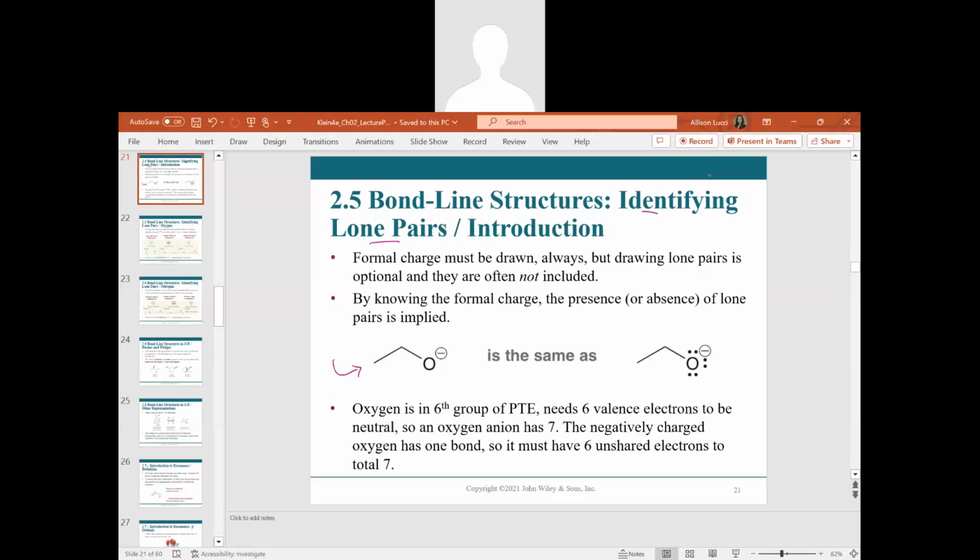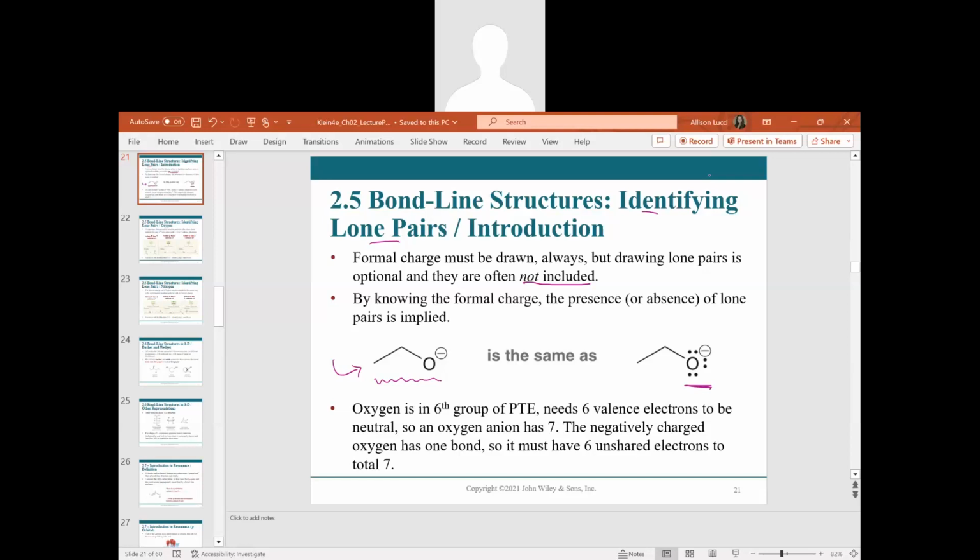Because it's not always included. These lone pairs are often not included on bond line structures. We know that Lewis structures include them, but sometimes we see a bond line structure like over here. But the formal charge, this -1 charge, would always be shown. So we have to infer that on this oxygen, we have 3 lone pairs.